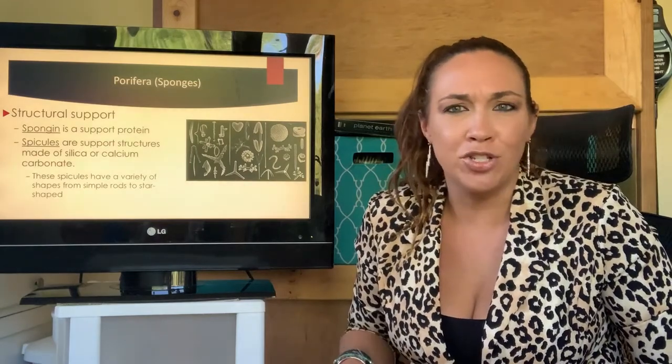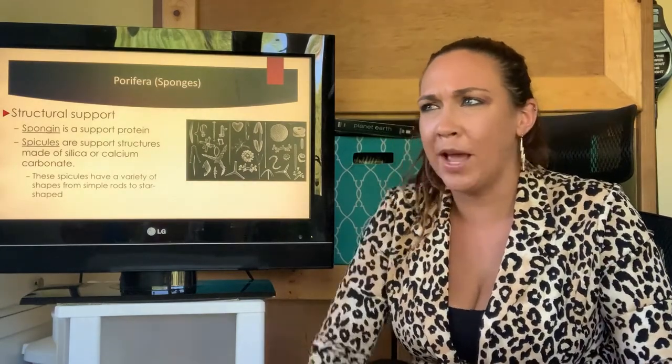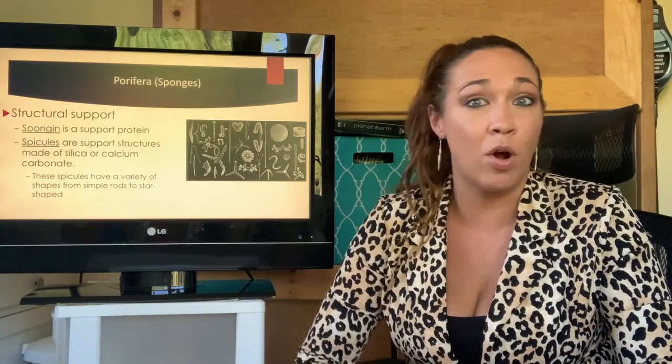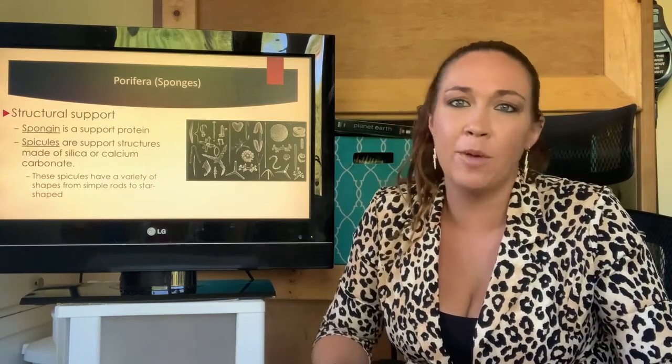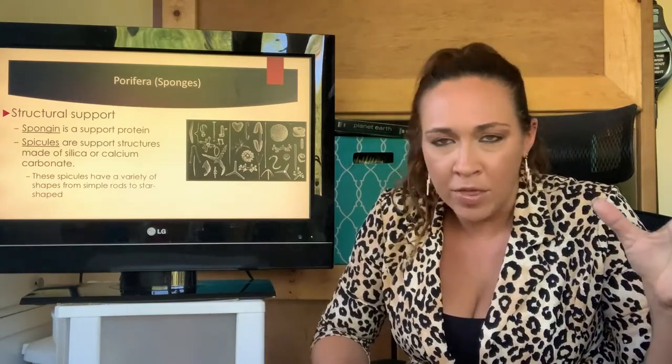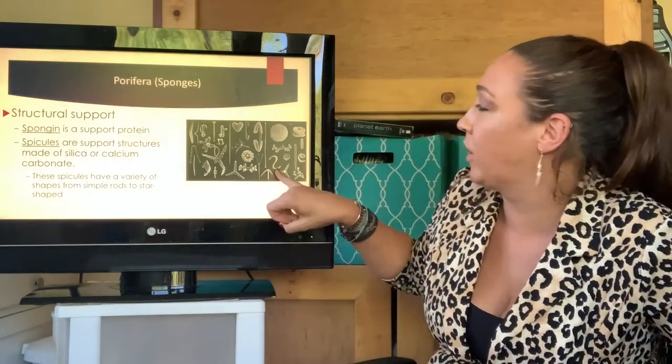All right, let's talk structure. Now, we talked about how sponges aren't made up of true tissue, so what are they made up of? In this case, they're made up of lots of different things, but one of them that is really used for support are these spicules right here.